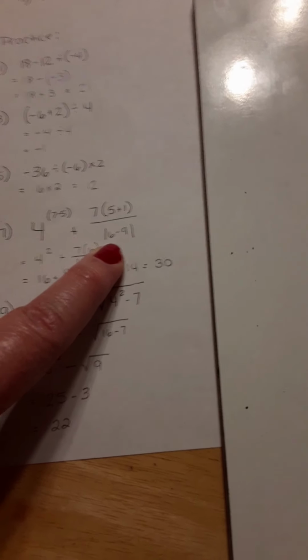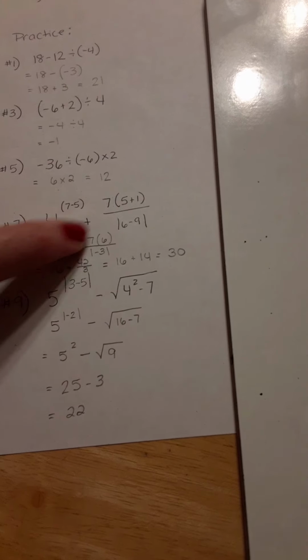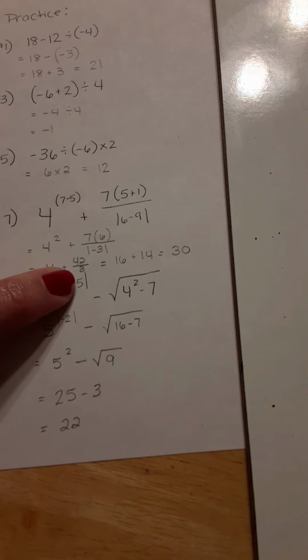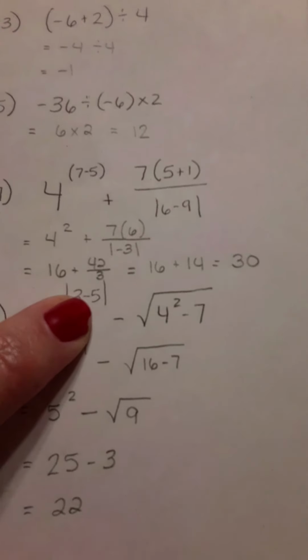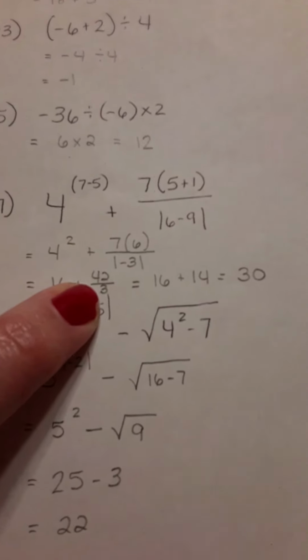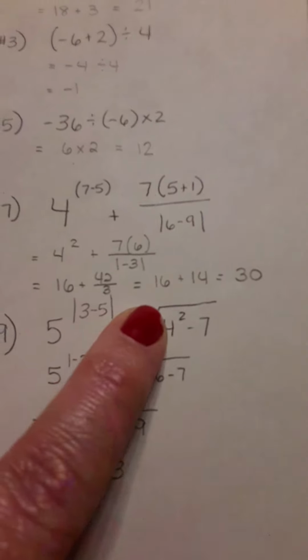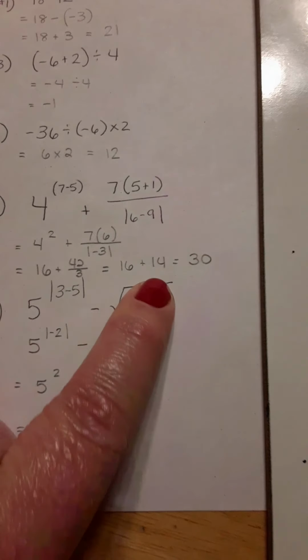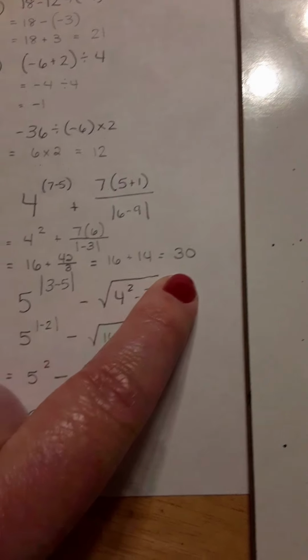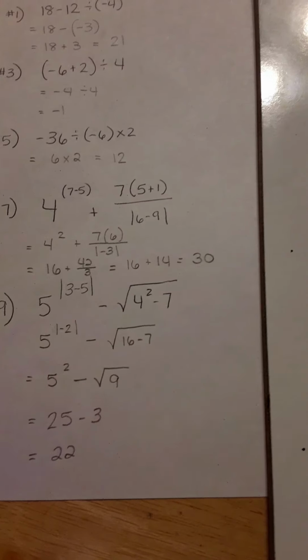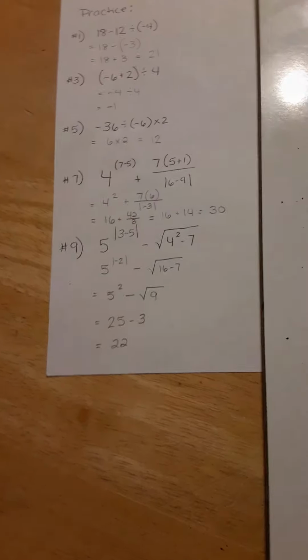Now 6 minus 9 was a negative 3, but we had to take the absolute value of it, and the absolute value of a negative 3 is a positive 3. So now what we have to do is the division before we can do the addition. So 42 divided by 3, I get 14. And now the last step, I can go ahead and add them.